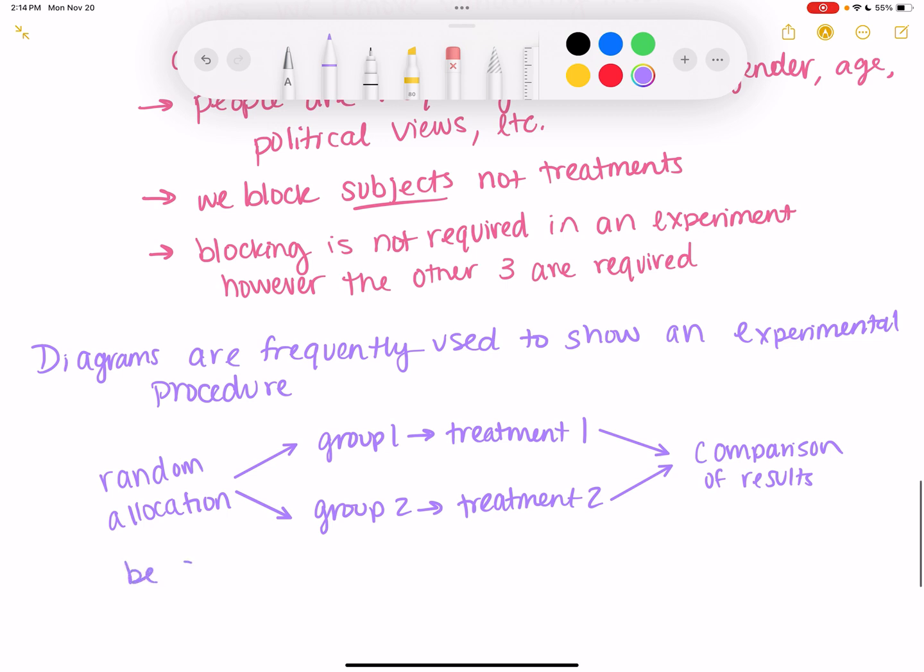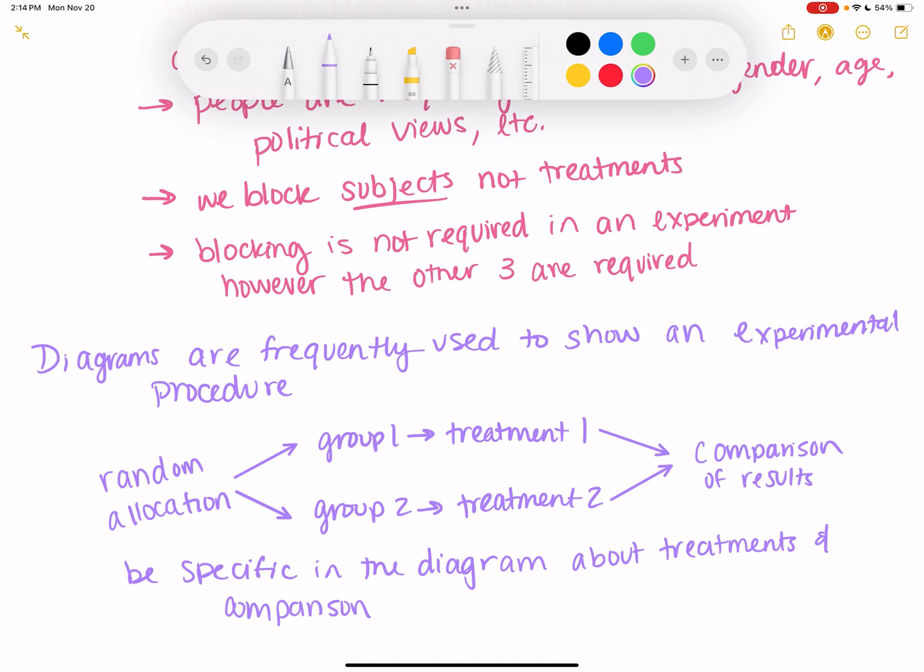Be specific in the diagram about treatments in comparison. I think we shall stop there.